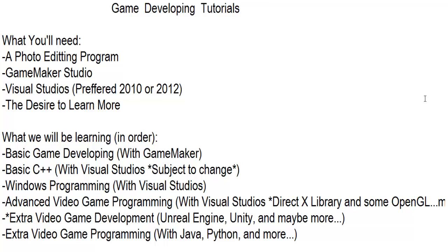Then we're going to be learning some basic C++ with Visual Studio, subject to change. It's subject to change because for a lot of the basic C++, you're going to need the MinGW library, and Visual Studio does not come with the MinGW library. So at first we're probably going to start with Code::Blocks or Dev-C++, probably Code::Blocks.